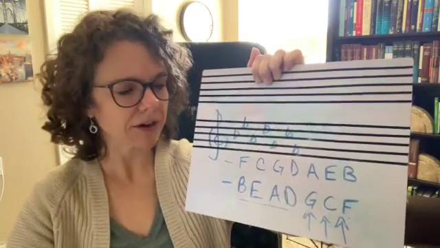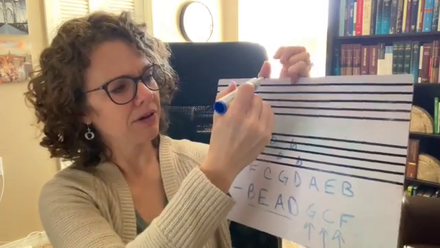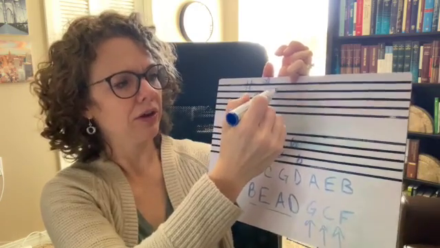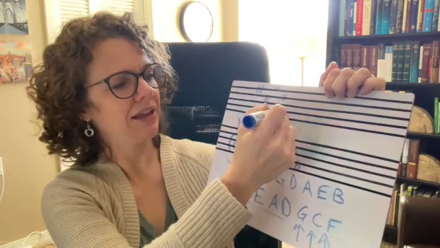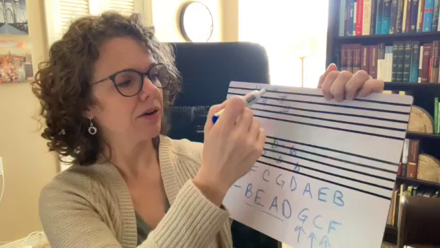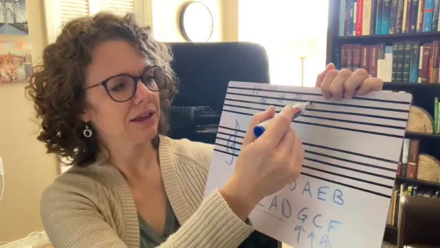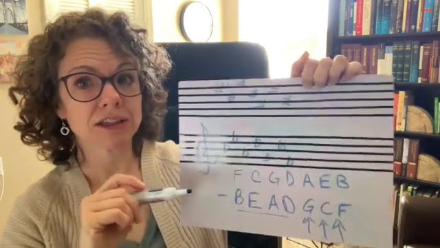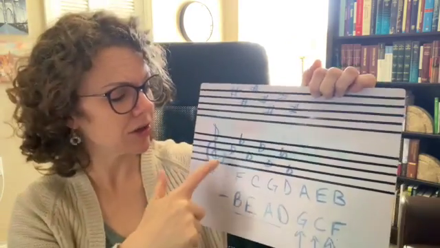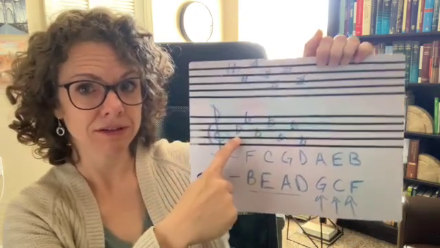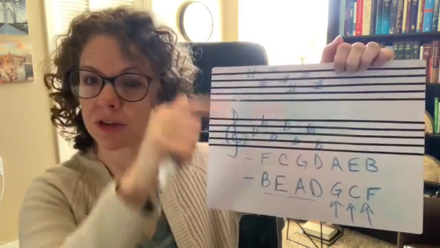Now, do you notice a pattern? The sharps went high, low, low. So we did F, C, G, D, A, then we did another low one there. High, low, low. F, C, G, D, A, E, B. So for sharps, we go high, low, low, high, low. Flats just go low or right here in the middle. Low, low, low. So it just goes back and forth.